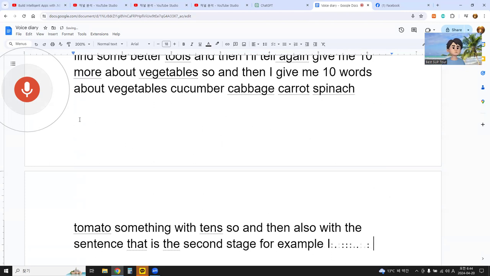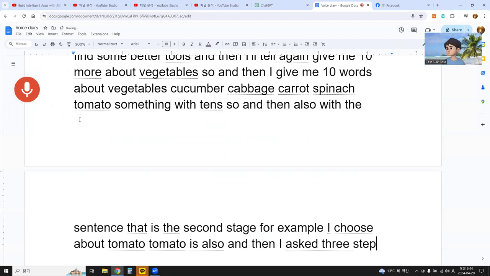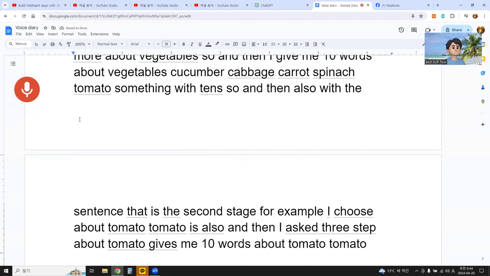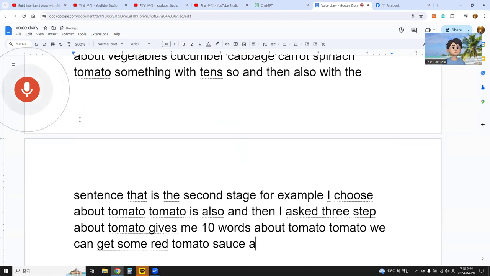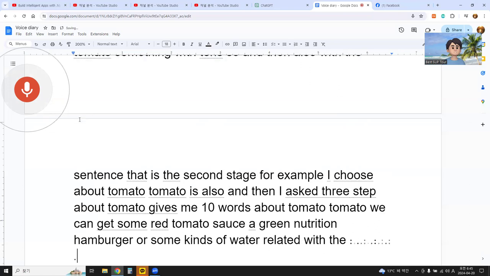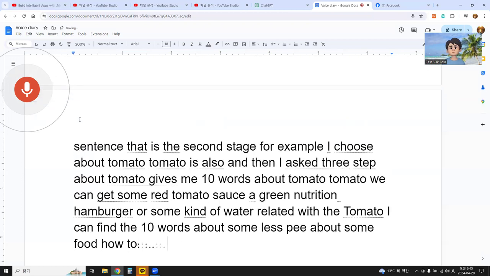For example, I choose tomato. And then I ask for the third step, 10 words about tomato. Then AI gives me 10 words about tomato. We can guess red, tomato sauce, or green, nutrition, hamburger, some kinds of words related to the tomato. I can find 10 words about some recipe, about some food, how to grow it. This is the third step.